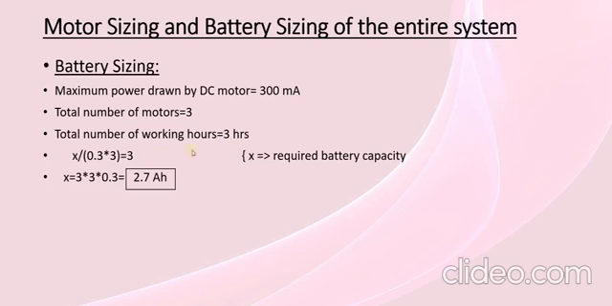And here X is the required battery capacity. So if we substitute in the formula, we will get 2.7 ampere hours. It means that for our system we require a battery having a capacity of minimum 2.7 ampere hours. So this is about battery sizing of our system.